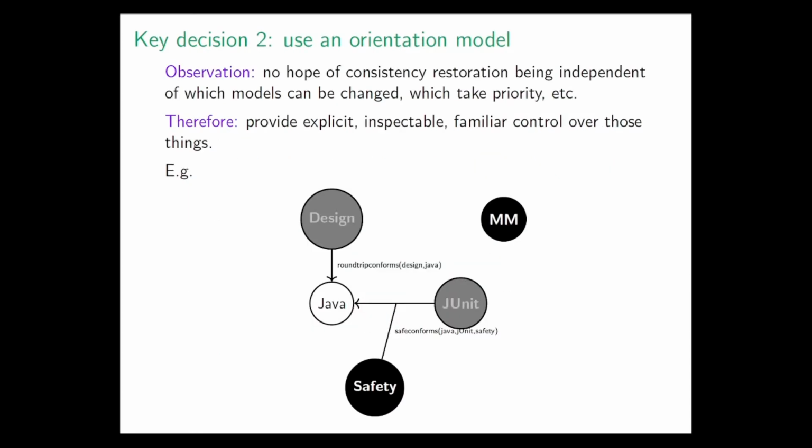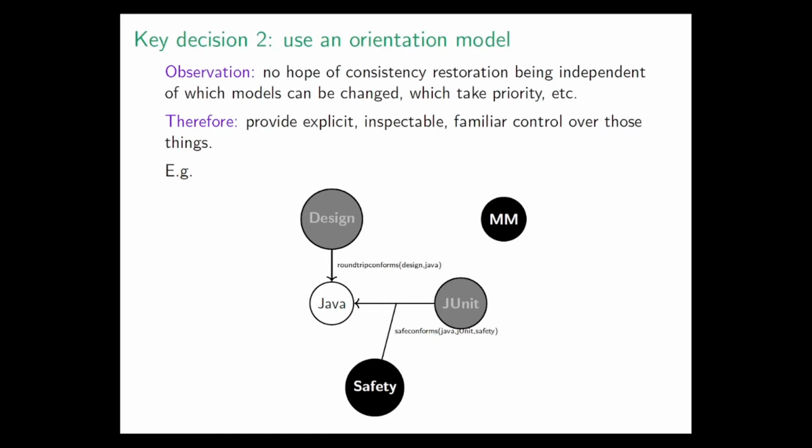And the other is that we use an orientation model. So one of the key differences between the situation envisaged by Pluto and the situation that we have here is that we don't have unidirectional notions of what depends on what. We have bidirectional notions of what needs to be consistent with what. How are we actually going to handle that?